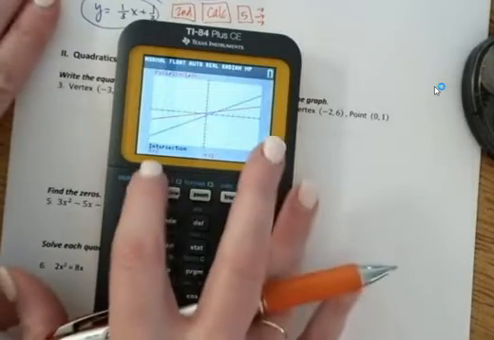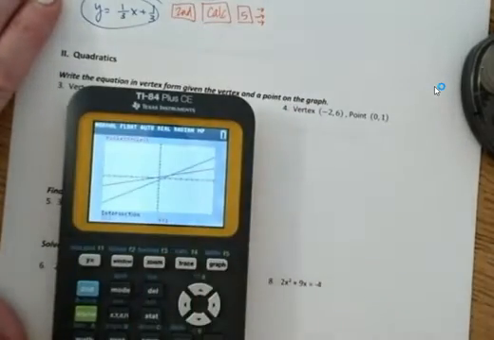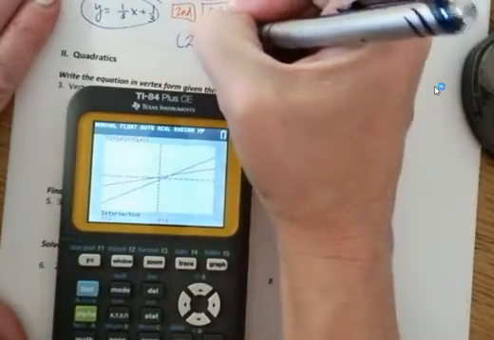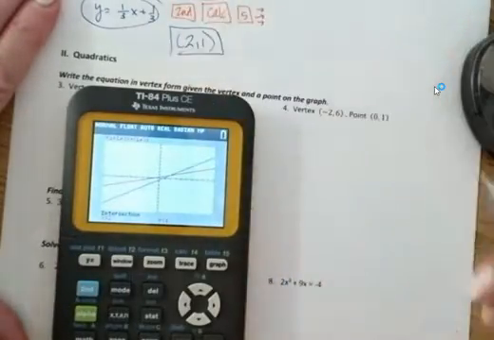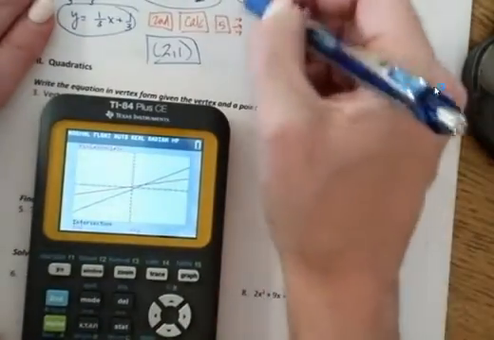And there's my answer, 2, 1. I don't know if you can see that, but it's 2, 1. So my answer is 2, 1. And my graph is the one that gave it to me. Now that's solving by graphing.